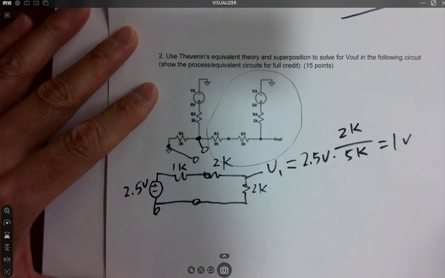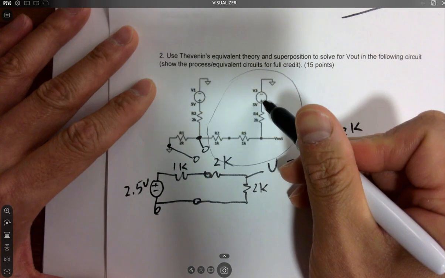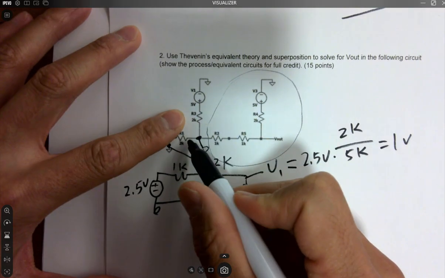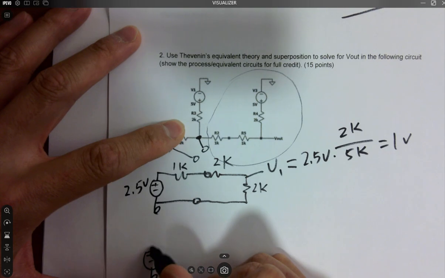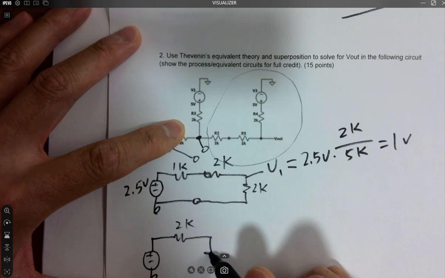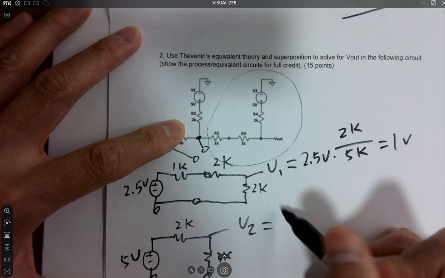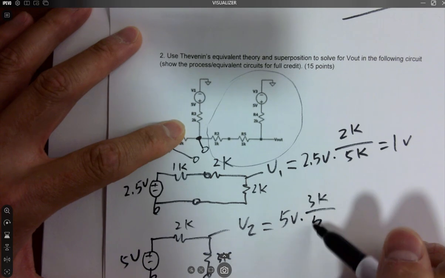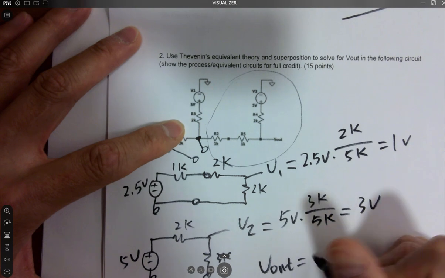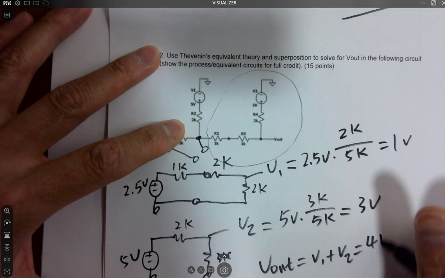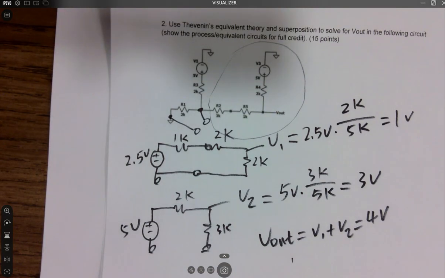Okay? And when this is shorted, only this one is applied to the circuit. It's shorted, so it's got 1K, 3K. So it's a very simple voltage divider circuit. 2K, 3K, V2 is 5 volts times 3K over 5K, which is 3 volts. So V out is V1 plus V2, which is 4 volts. Any questions on this?